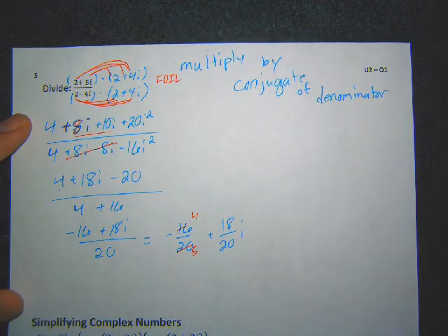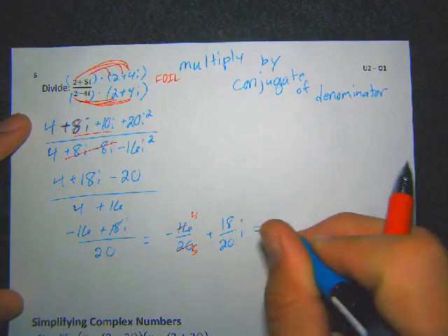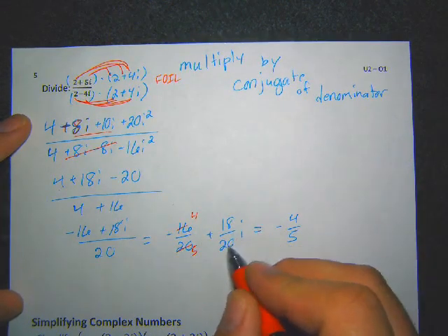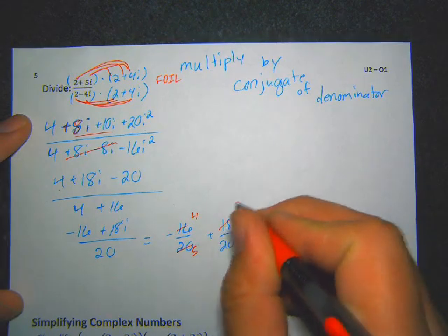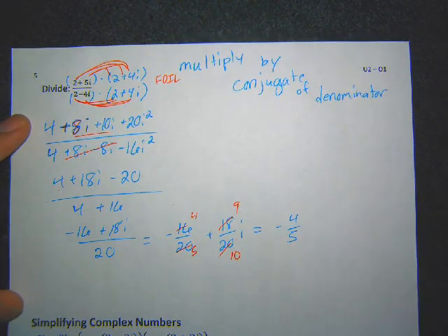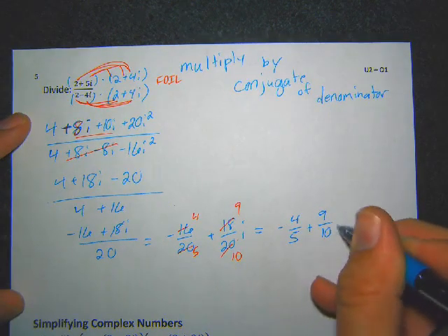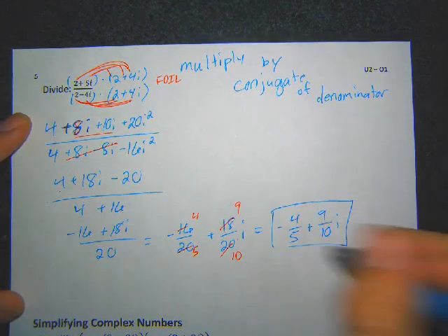So this becomes negative 4/5 if you simplify that one. Over here, 18 and 20 both divide by 2, so this becomes 9, and that becomes 10. So you end up with negative 4/5 plus 9/10 i. And that's going to be probably the best way to answer that.